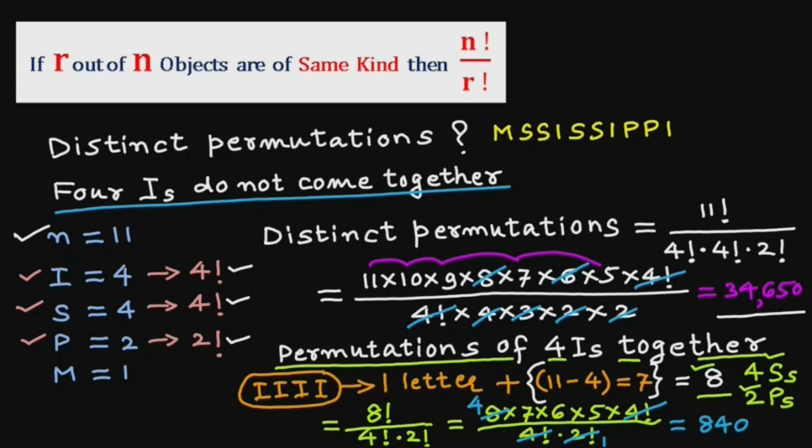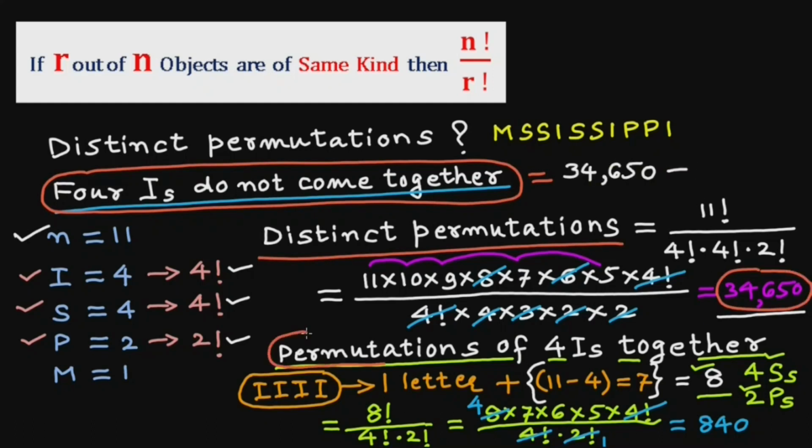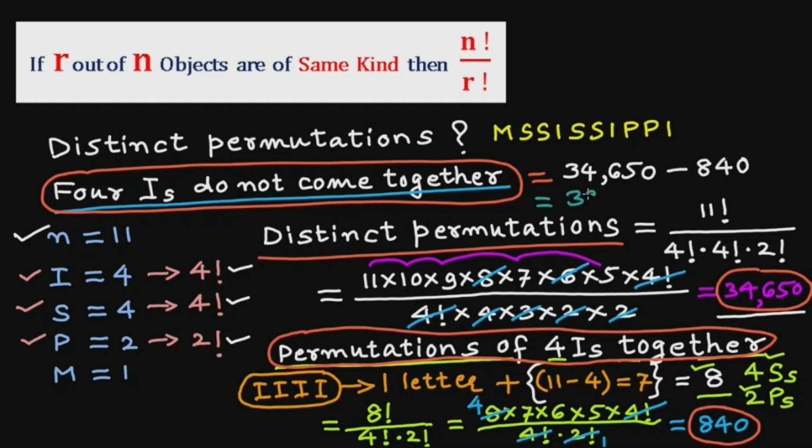Now the permutations when 4 I's do not come together will be equal to all distinct permutations, which is 34,650, minus the number of permutations of 4 I's together, which is 840. This subtraction gives 33,810 words.